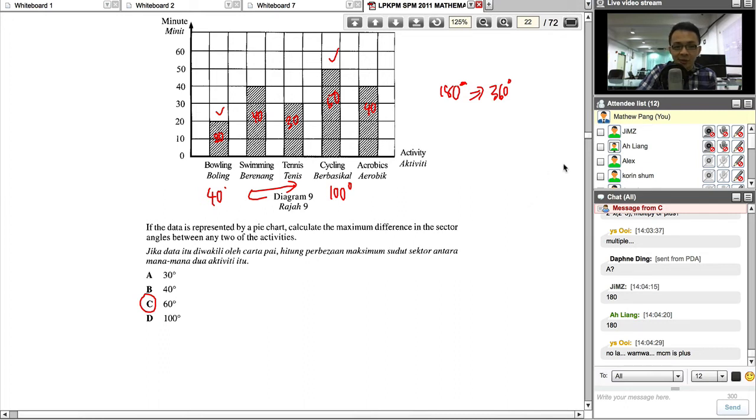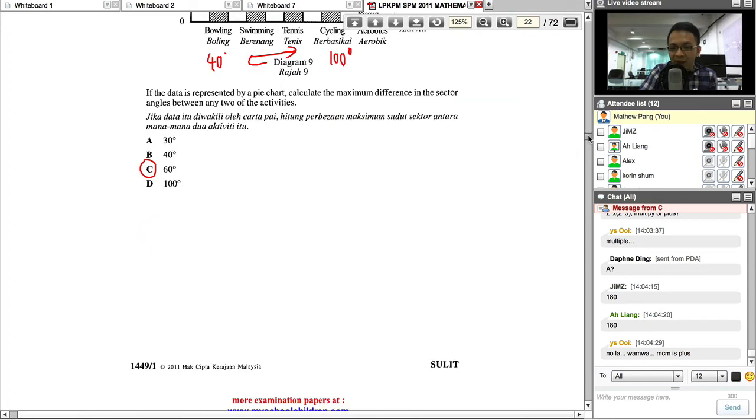So you must be careful how to do this one, because this one is not yet in degrees. So you have to convert everything to degrees first. The total is 180 minutes, right? You want to convert to degrees, you have to multiply by 2. Simple. Okay, no problem, right? Move on.